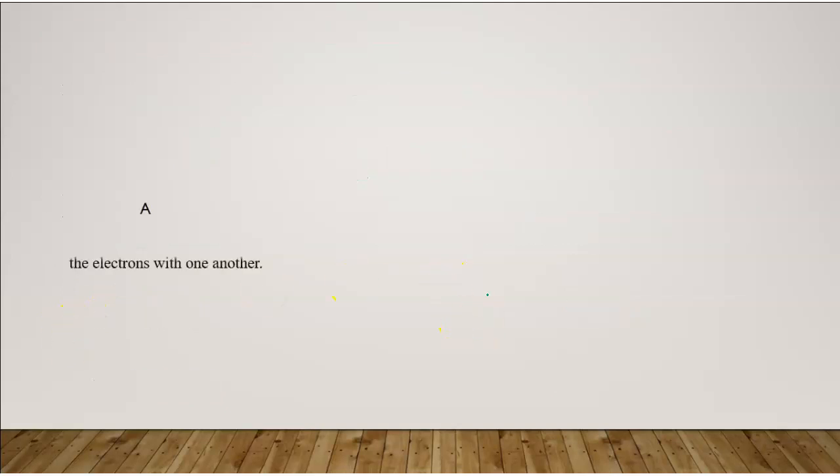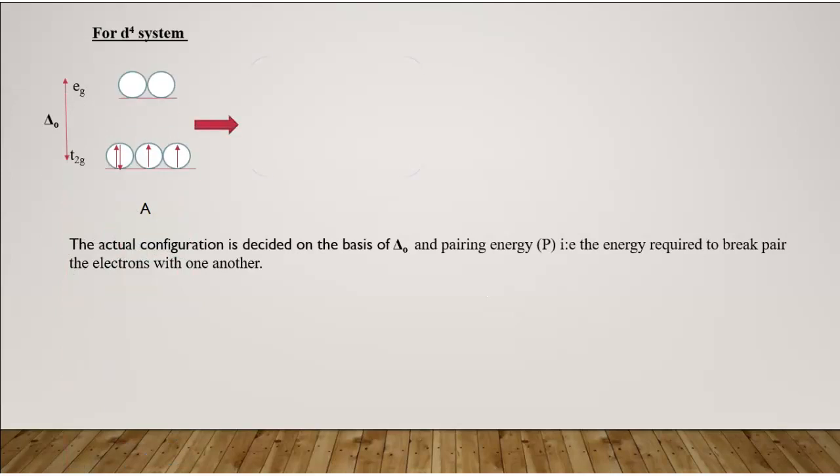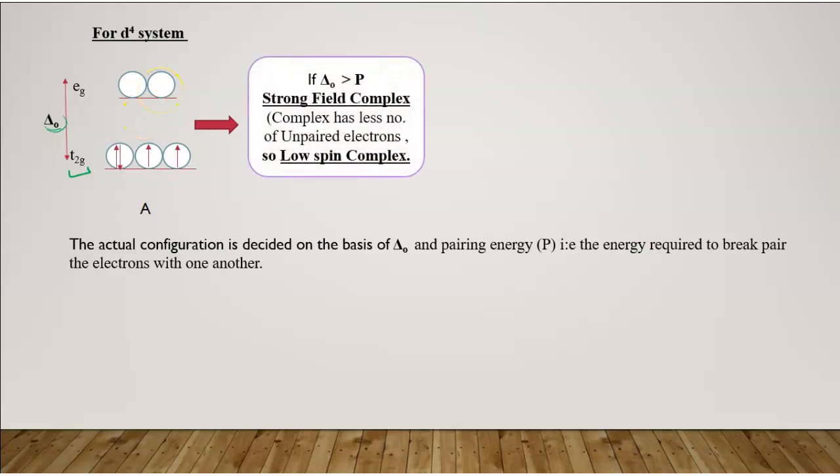Proceeding further, discussing the same once again. This is the first case, and I've already told you the difference between these two splitting levels, that is going to be represented by crystal field splitting energy delta O over here. O for octahedral. So what is happening? The actual configuration is decided on the basis of your crystal field stabilization energy and pairing energy.